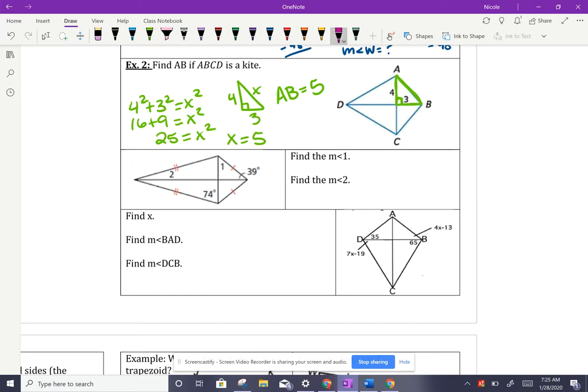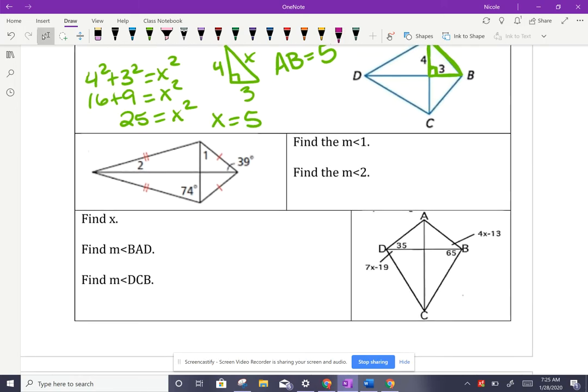All right, so looking at our next example, we have our kite here, and we're trying to find the measure of angle 1 and the measure of angle 2. So remember, your kite, the diagonals cut them into right triangles. So you have a right triangle right here. So if you know one angle is 39, the other one is 90, you can find angle 1. And you can find that by saying 90 minus 39. And that's going to give us 51 degrees. So the measure of angle 1 equals 51.